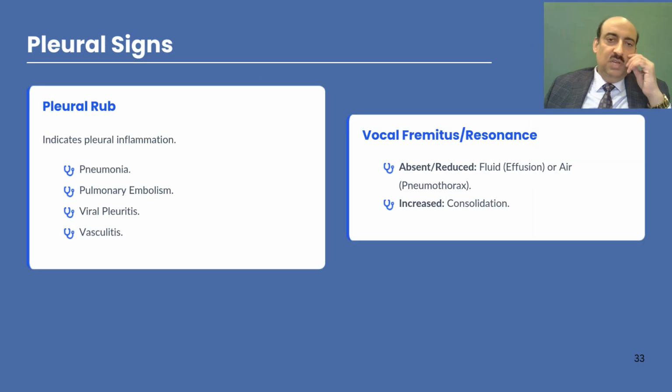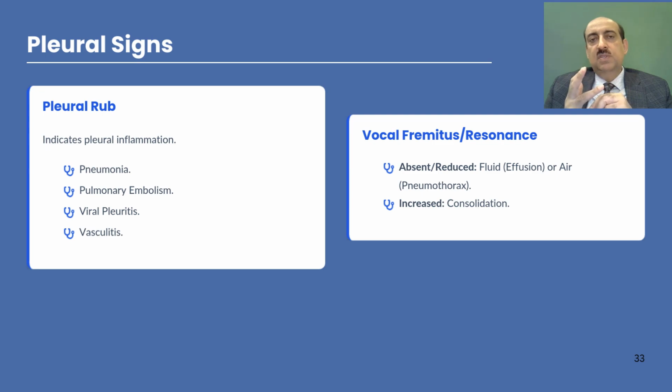Okay, now let's quickly focus on some of the pleural signs. Now, pleural rub. In a normal situation, the visceral and parietal pleura are lubricated against each other, and there should be no audible sound at all. So whenever there's pleural based inflammation, then you might be able to hear some pleural rub. It's more like a grating and rubbing sound on auscultation.